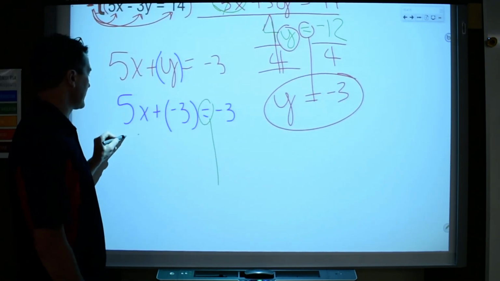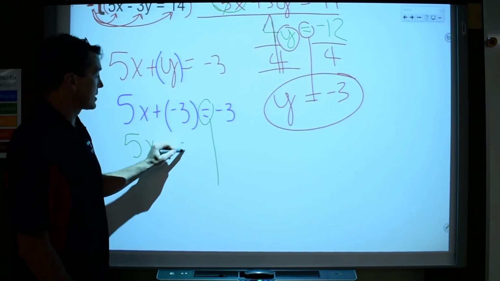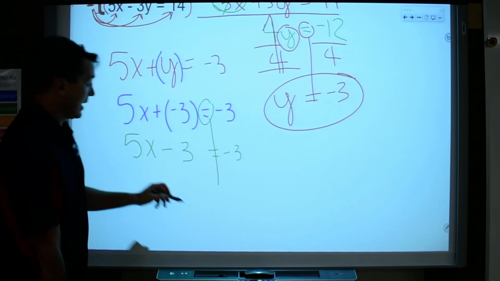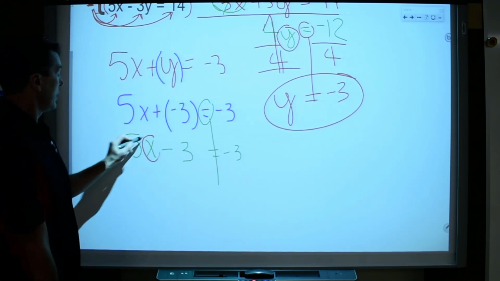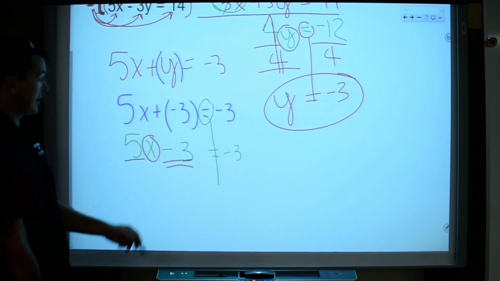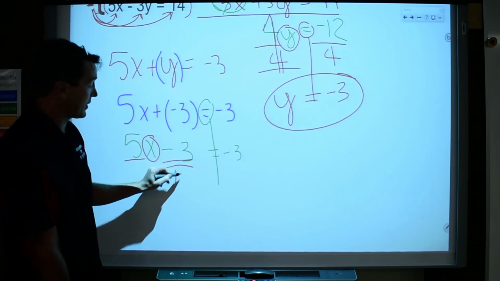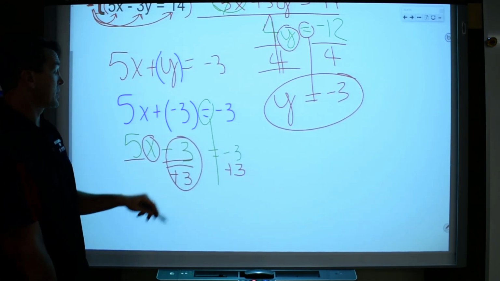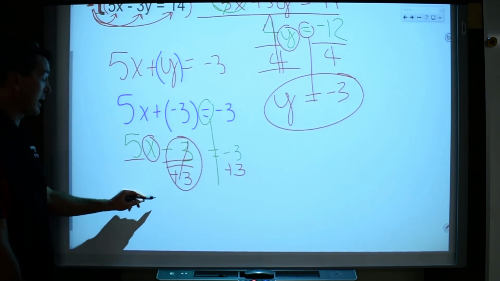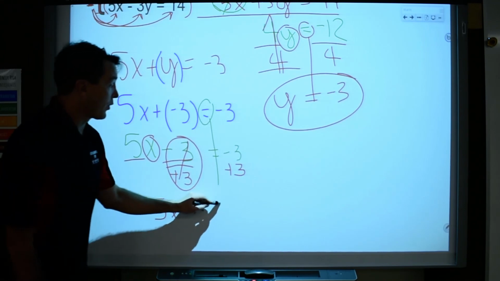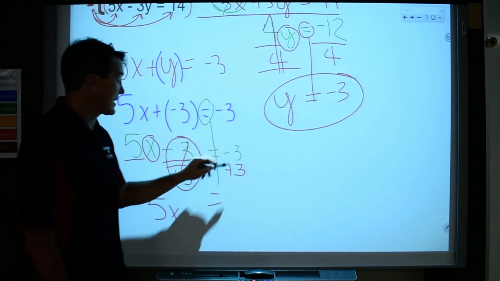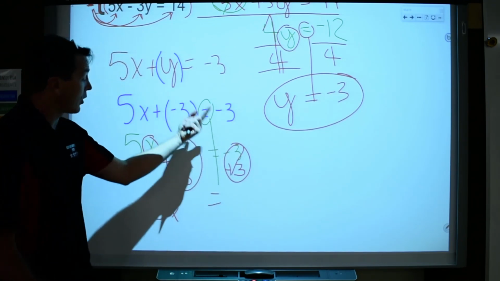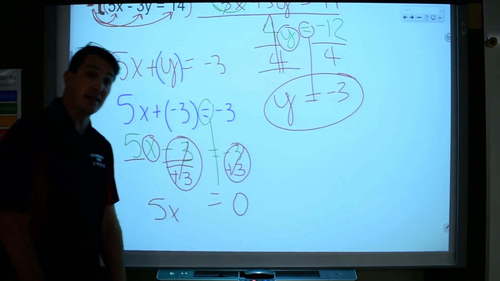Well, let's just rewrite this. 5x minus 3 equals negative 3, because plus and minus is just minus. And now I can circle the variable, underline the coefficient, double underline the constant. And I'm going to say, okay, get rid of my negative 3. I have to add 3. If I do it to one side, I have to do it to the other. Negative 3 plus 3 is 0. I don't have to write it because I have this 5x. But over on this side, negative 3 plus 3, that's 0. But I don't write nothing because I can't leave it blank. So I'm going to go ahead and bring down the 0 to show that this side is 0.